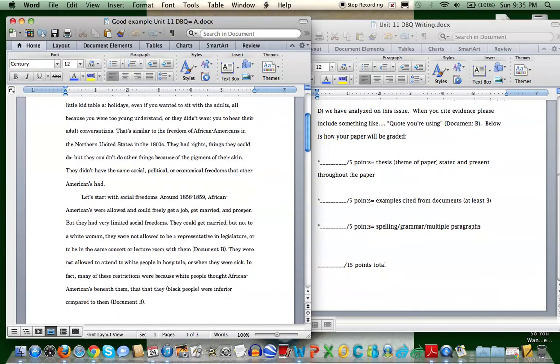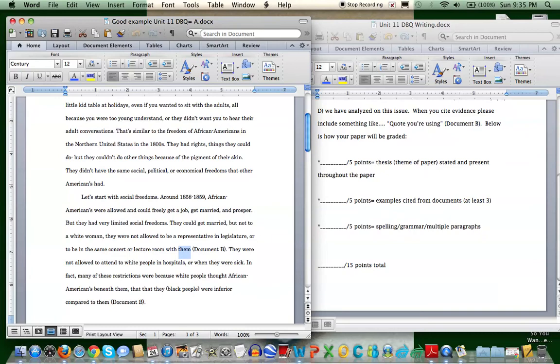Around 1858 to 1859, African Americans were allowed and could freely get a job, get married, and prosper. But they had very limited social freedoms. They could get married, but not to a white woman. They were not allowed to be a representative in legislature or to be in the same concert or lecture room with them. Document B. Now again, another common mistake. Who's this them? Alright. Them would be the whites.